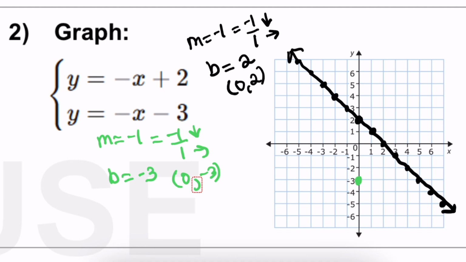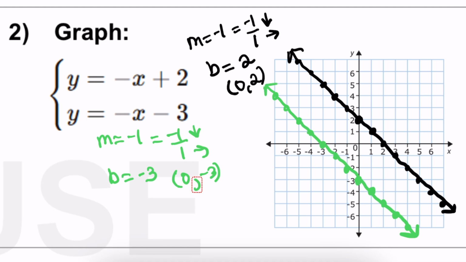And the slope says go down 1 to the right 1, down 1 to the right, down and to the right. And I can reverse it, up 1 to the left 1. And I keep following that same pattern. Stay on that line. Now I can draw my line for the second equation.